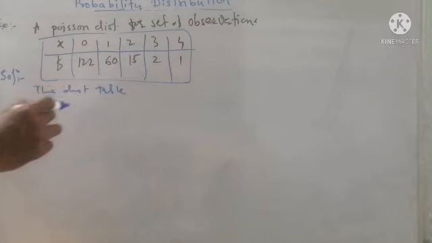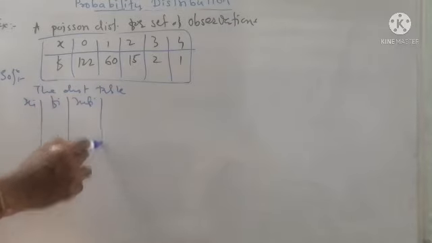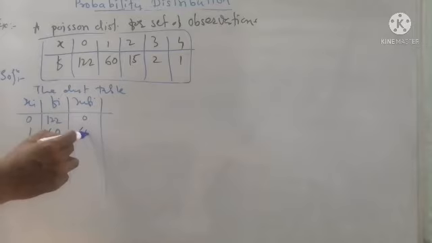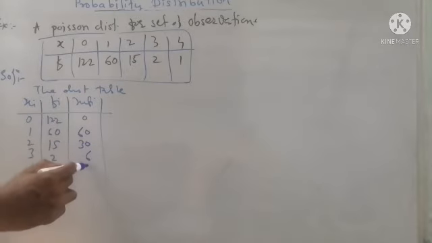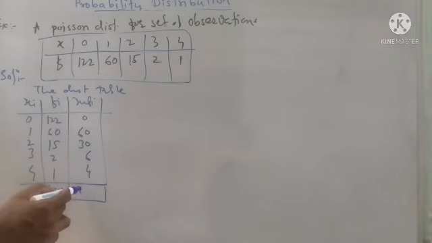To find the mean, we form columns as xi, fi and xifi. Taking xi as 0, 1, 2, 3, 4, and fi as given: 122, 60, 15, 2, 1. Taking the product xifi, the first product is 0, then 60, 30, 6, 4. To evaluate the average, we add all the frequencies, which total 200, and the addition of the xifi is 100.